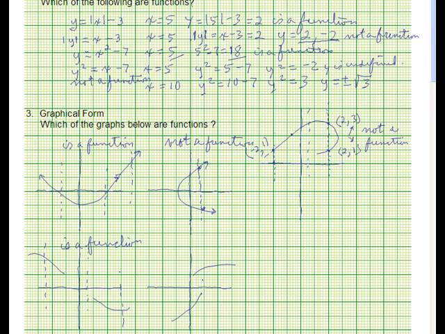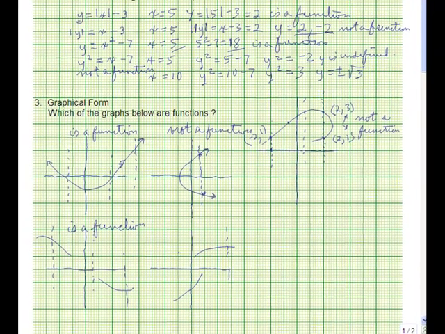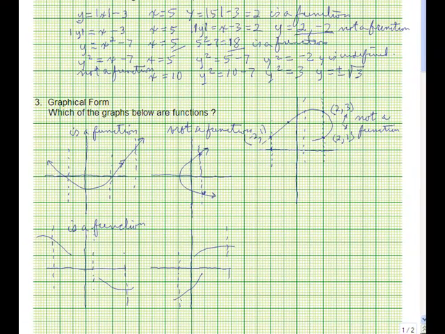And I go to my last graph and I draw a vertical line here and I hit it once. That's okay. Draw a vertical line here, hit it once. But if I go into this little tiny area right here and draw a vertical line, I hit that graph twice. So corresponding to this value of x, I get this value of y, and this value of y. So when I pick an x, I'm not sure what I get for y. It fails the vertical line test. It is not a function.